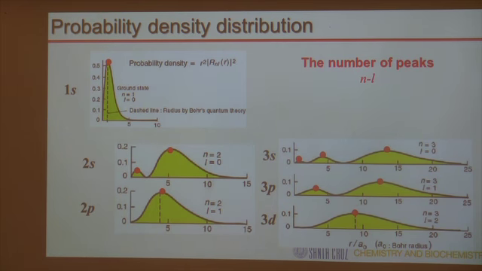Can you answer that? Think about a particle in a box. We have 2 boundaries there, right? At the boundaries, the wave function is still 0. But did we count that as a node?